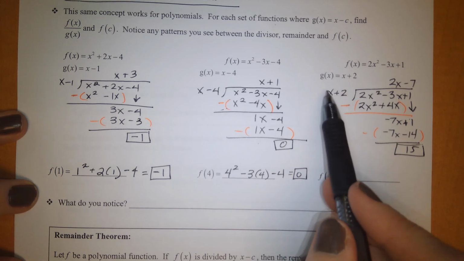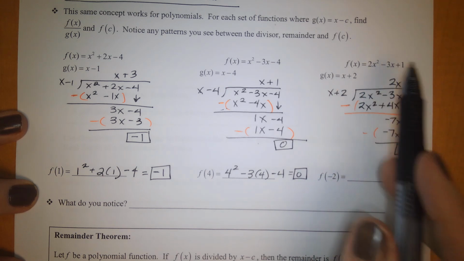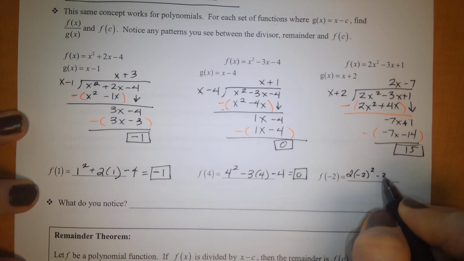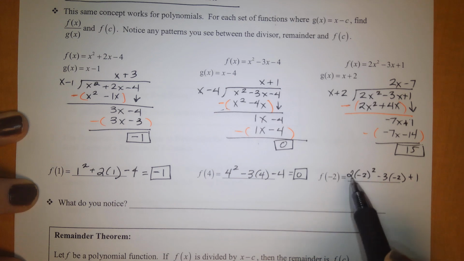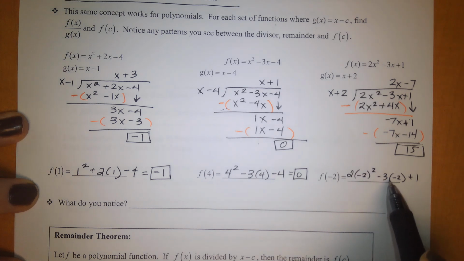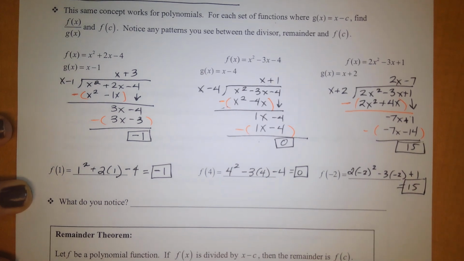Now, what makes this 0? Negative 2. What happens if we plug negative 2 into f? 2 times negative 2 squared minus 3 times negative 2 plus 1. Well, that's 2 times 4, which is 8. 8 plus 6 is 14. 14 plus 1 is 15. There we go.